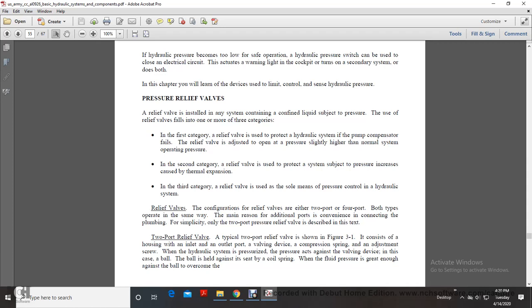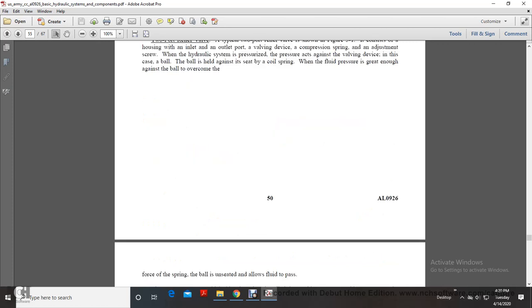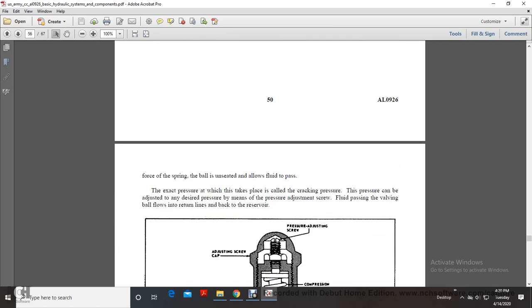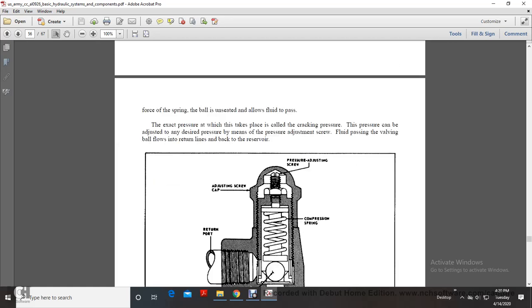When a hydraulic system is pressurized, the pressure acts on the valve, and this causes the ball to be held against the seat by the coil spring. When the fluid pressure against the ball is great enough to overcome the force of the spring, the ball is unseated and allows fluid to pass. The exact pressure at which this takes place is the cracking pressure. The pressure can be adjusted with the pressure adjusting screw. Fluid passing the valve returns through the return lines back to the reservoir.